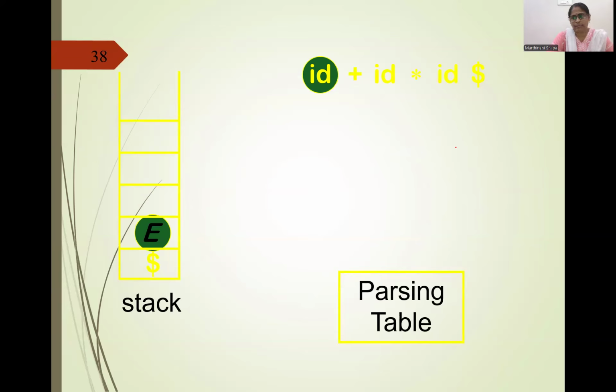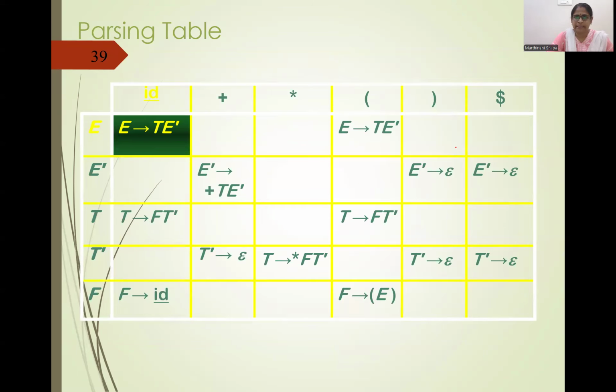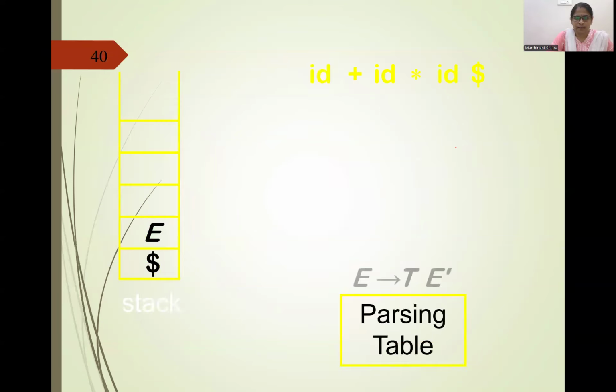Whenever E has multiple productions, how does it know which one? The production will be identified from the parsing table, in the row of E and the column represented by ID. That cell will be identified, like E deriving TE dash, which is the production in row E and column ID. So E is in the stack, and E is replaced by TE dash in reverse order.